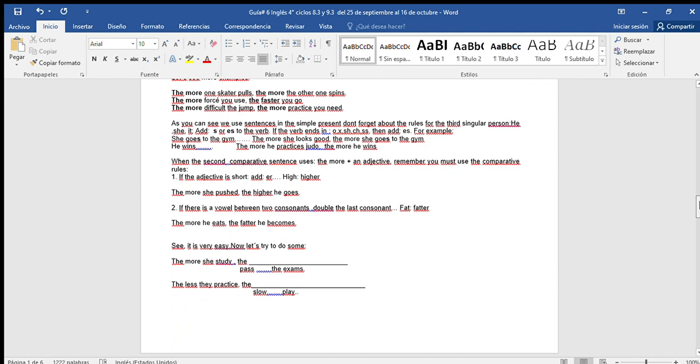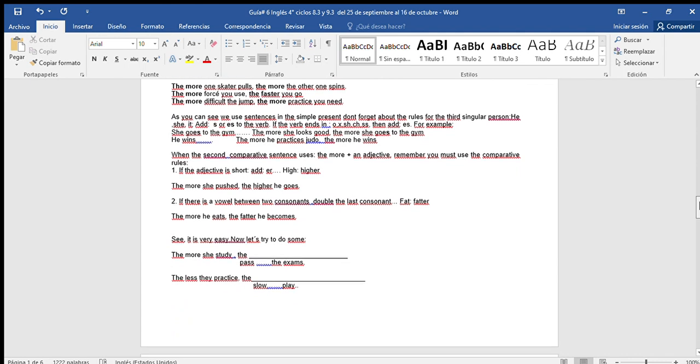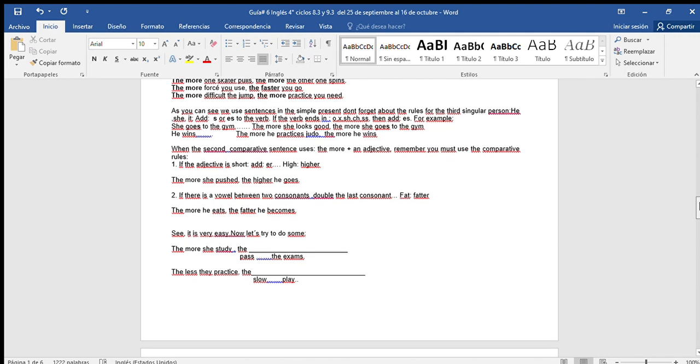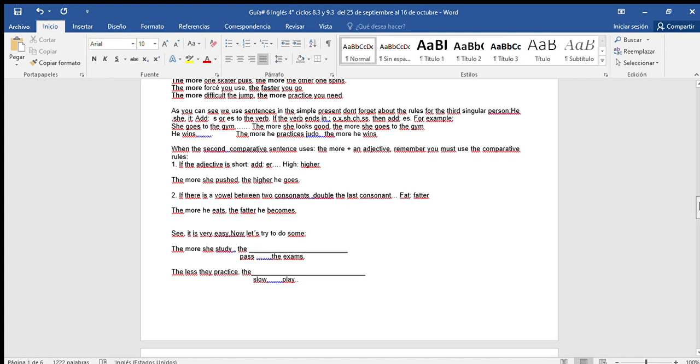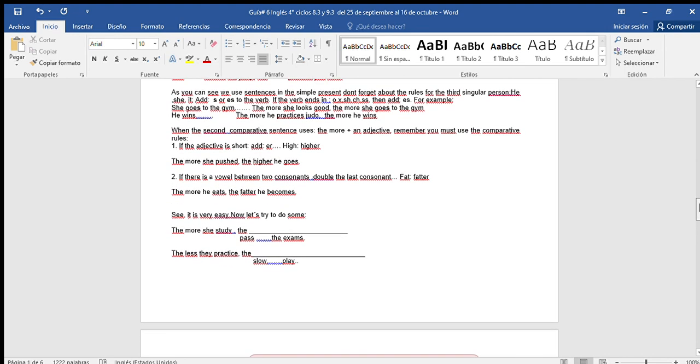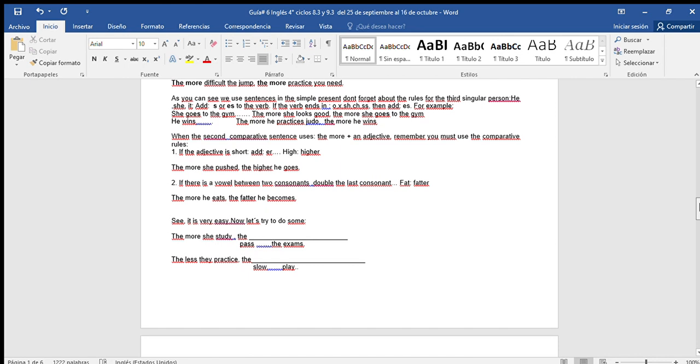As you can see, we use sentences in the simple present. Don't forget about the rules for the third person singular: he, she, or it. In this case, you have to add s or es to the verb. If the verb ends in o, x, sh, ch, or ss, don't forget that you have to add es. For example, she goes to the gym. The more she looks good, the more she goes to the gym. He wins. The more he practices judo, the more he wins.